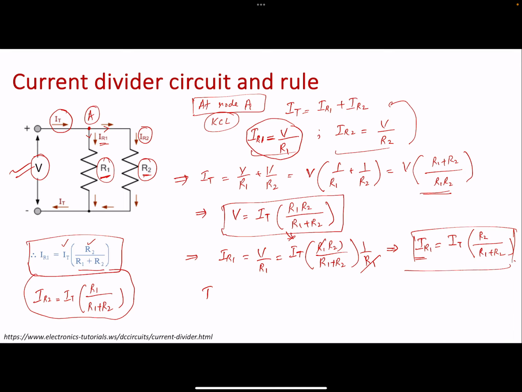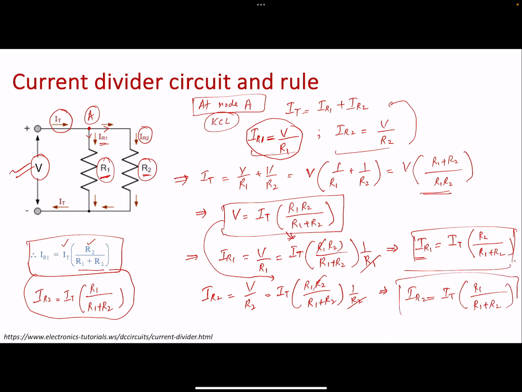Similarly, we can solve it for IR2 as well. IR2 should be V over R2. The value of V is coming from here, which is the total current IT times R1 R2 over R1 plus R2, divided by R2. So we are left with IR2 equals IT times the other resistance, R1, over R1 plus R2. This is how you can validate both of these equations. With a very simple circuit, this is called a current divider circuit and rule.